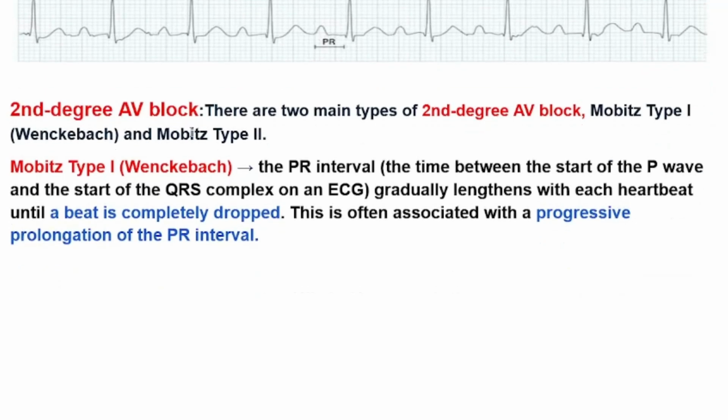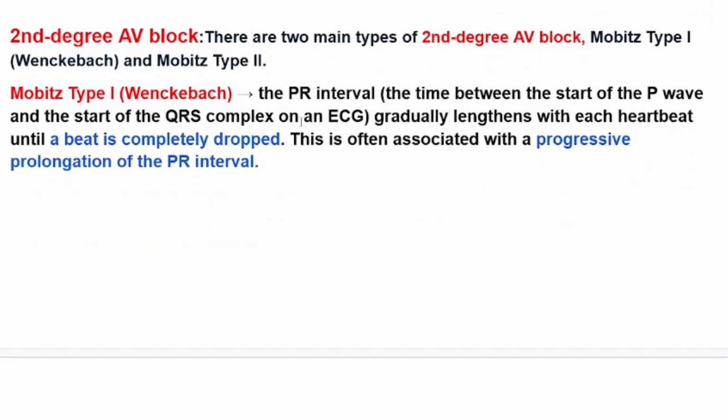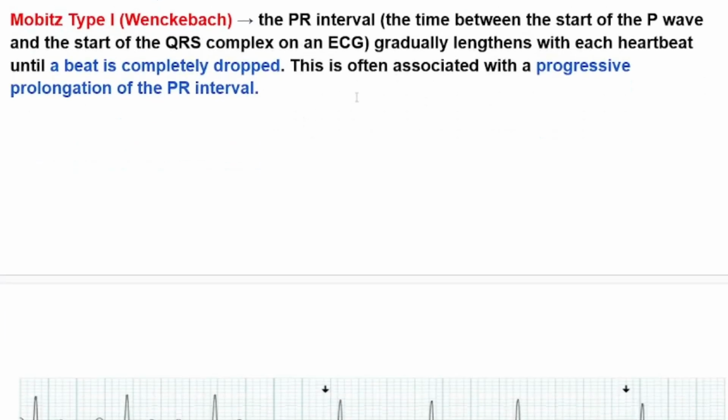And second degree AV block, we have two types of second degree AV block: Mobitz type 1 or Wenckebach and Mobitz type 2. In Mobitz type 1 or Wenckebach, the PR interval gradually lengthens with each heartbeat until a beat is completely dropped. This is often associated with a progressive prolongation of the PR interval.